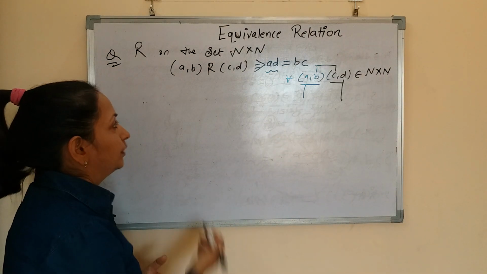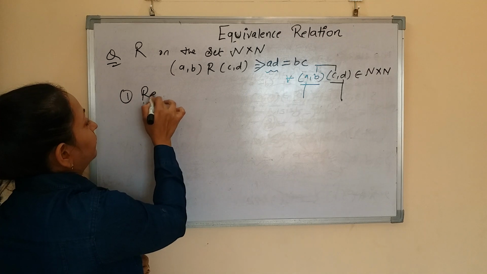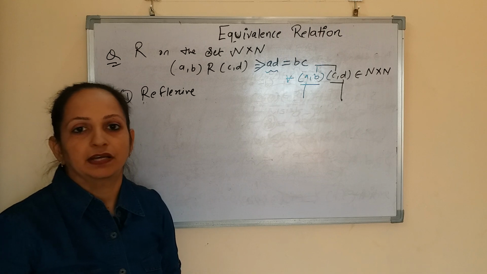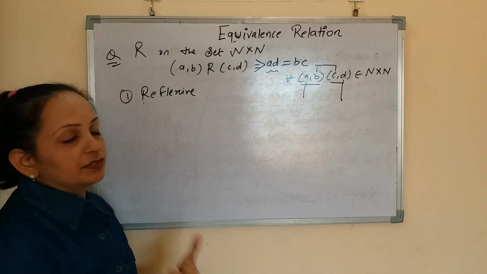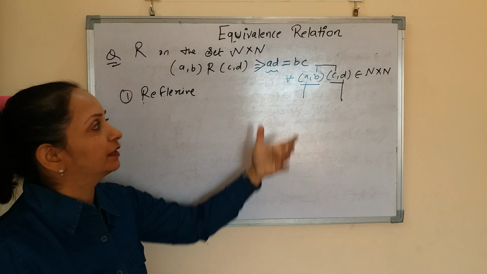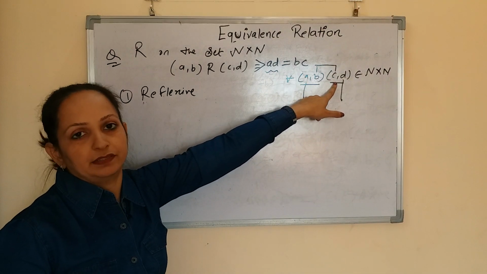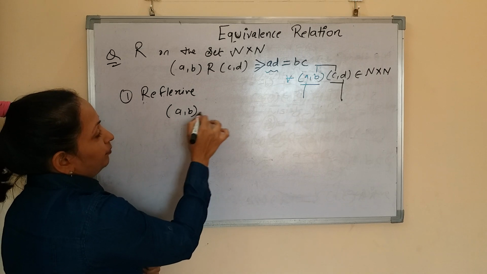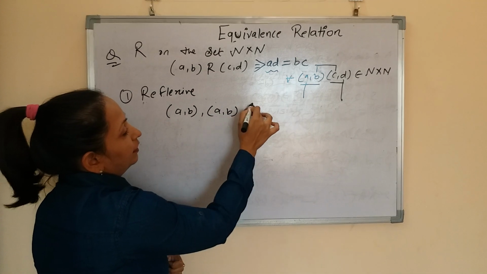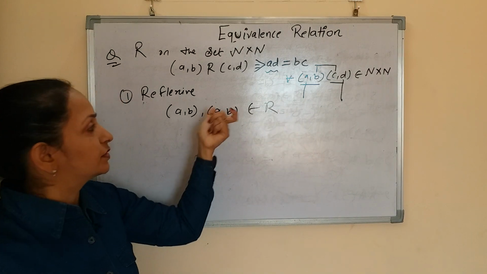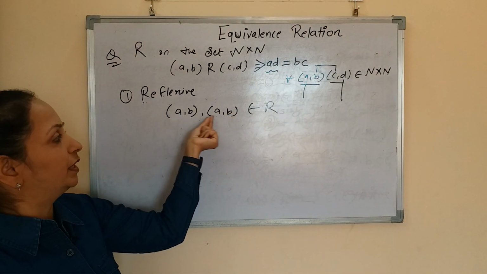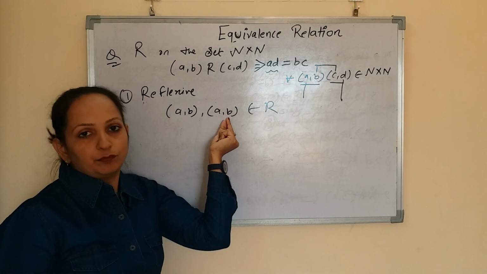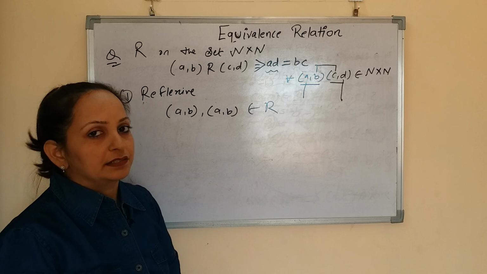Let us start with the reflexive condition. So very firstly we have to check if the relation is reflexive or not. We know the condition of reflexive, but here we have to put the condition of reflexive in the pair format. So the definition will be (A,B) comma (A,B) belongs to R. The relation will be reflexive if (A,B) comma (A,B) belongs to R. That means the same pair relates to the same pair, then we can say that the relation is reflexive.